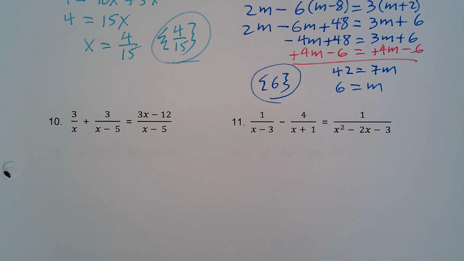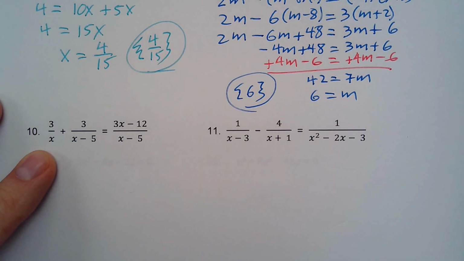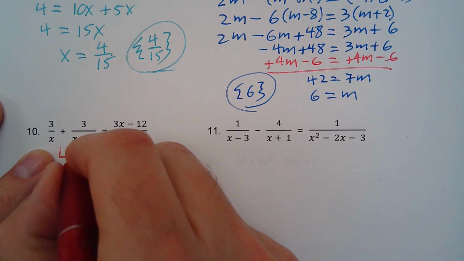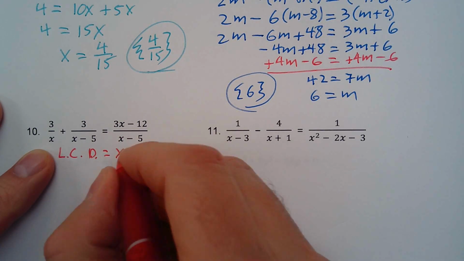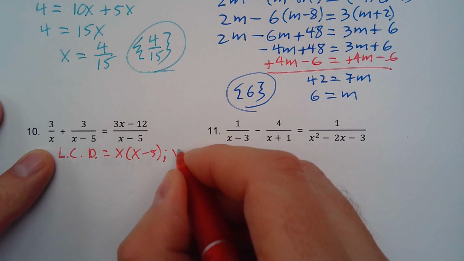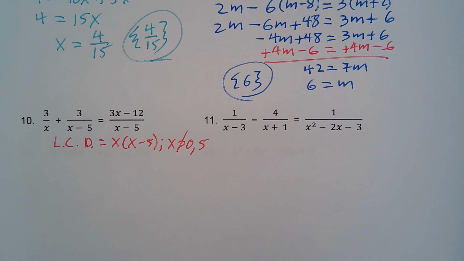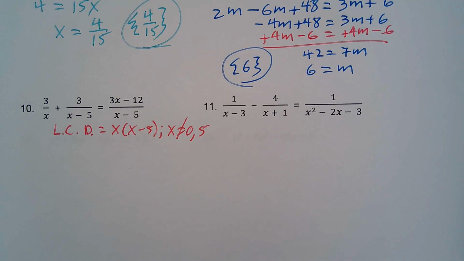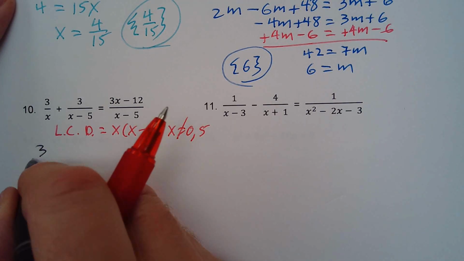Let's take a look at number 10. So my LCD here is going to be x times x minus 5. I do have some restrictions here. X cannot be equal to 0 or positive 5. So I'm going to take every term on both sides and multiply by the LCD.